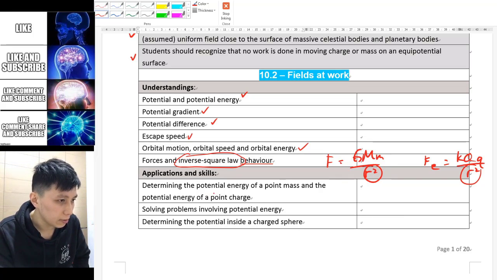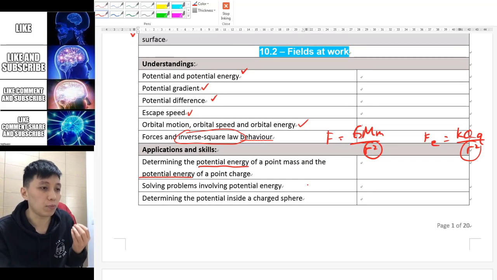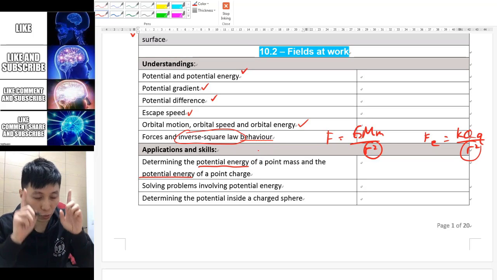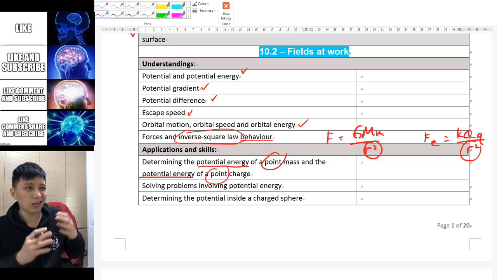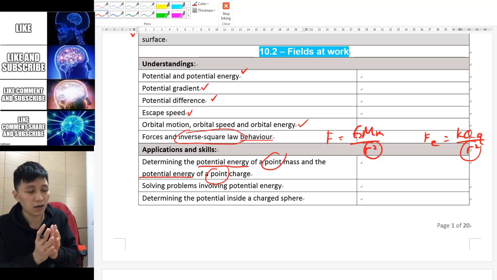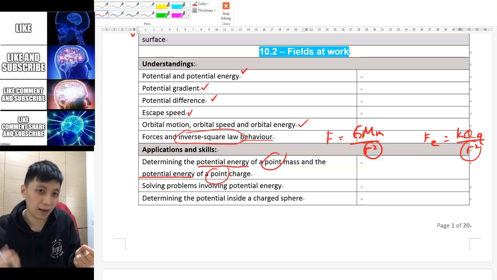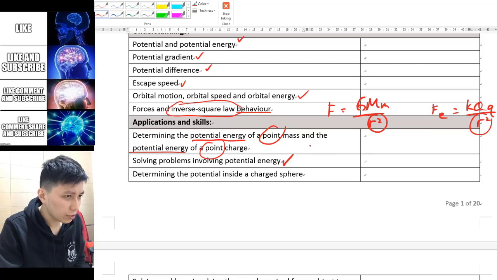Next, determining the potential energy of a point mass and potential energy of a point charge. Basically these are the things that you have learned, and the equation you have learned is applicable to point mass and point charge only. Point is the word that you look for. That means if you have an irregular shape which carries charges, then it wouldn't be that easy to just apply that equation to it. Solving problems involving potential energy, yes.